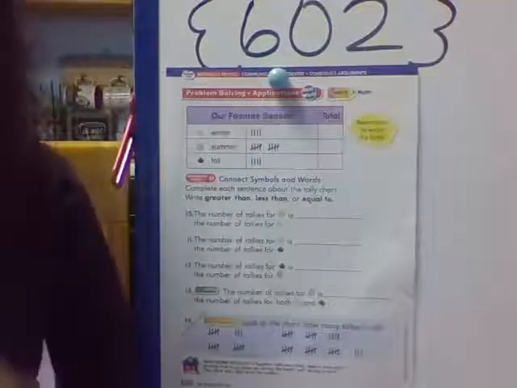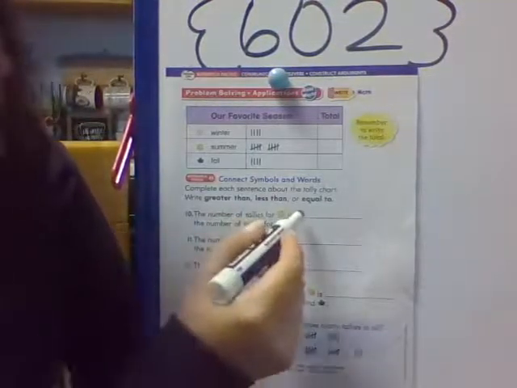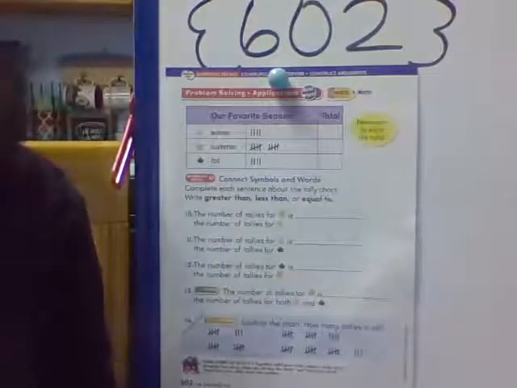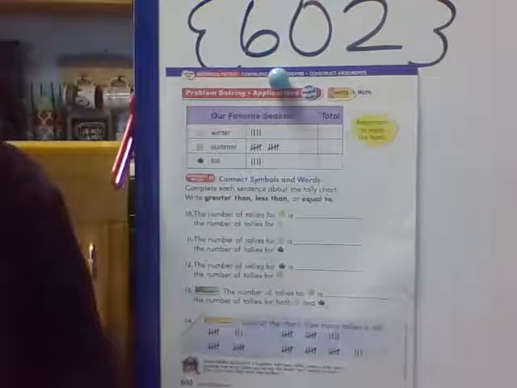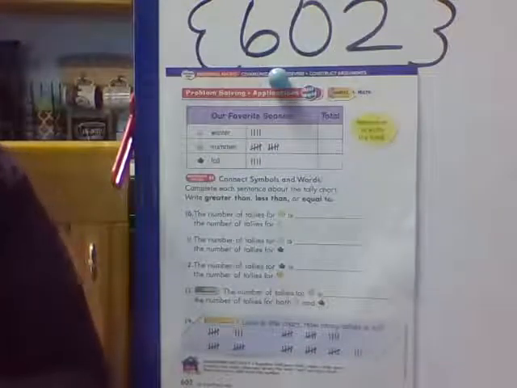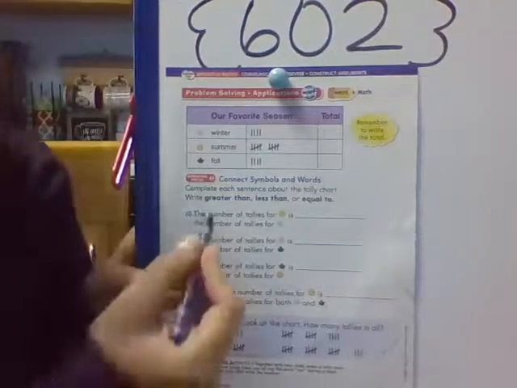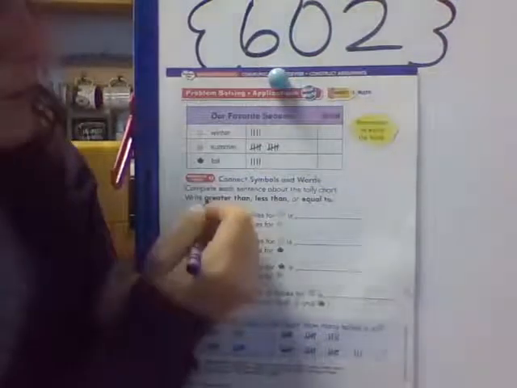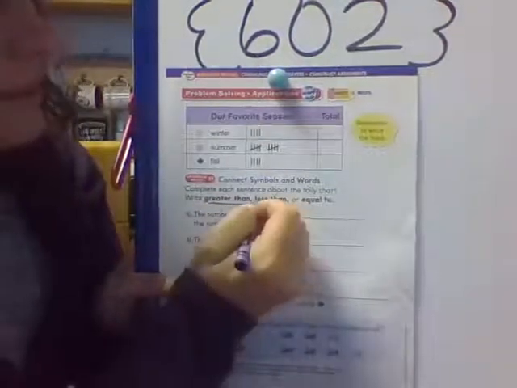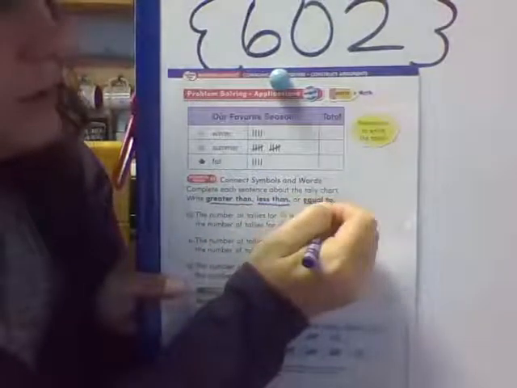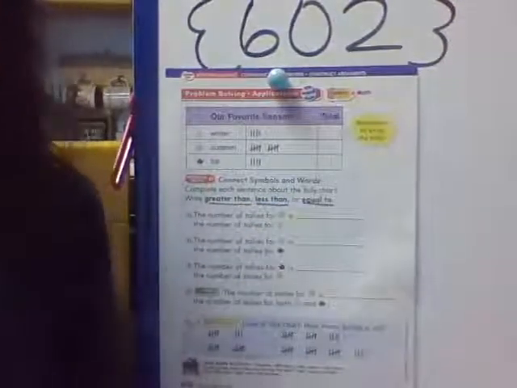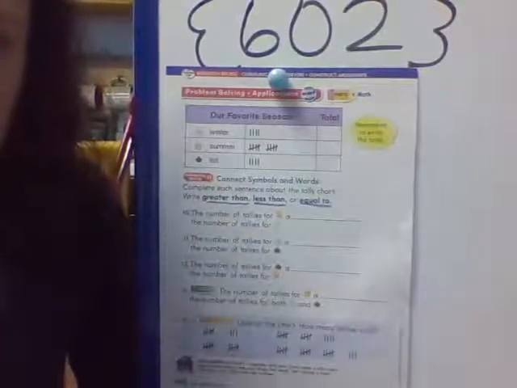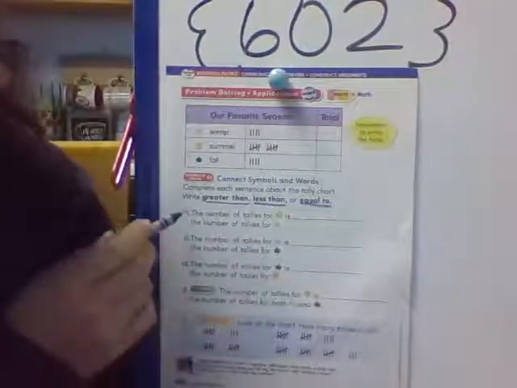Now next, you're going to use words to write on these lines. So if I look, I can see those words right at the top. So I'm going to use a blue crayon just to show you where they are. It says complete each sentence about the tally chart and write greater than, less than, or equal to. So you have your words right up here. Use those when you're trying to spell it. So we're going to read each sentence.